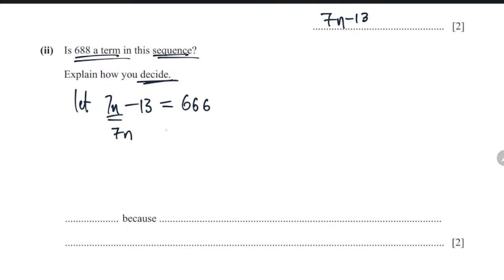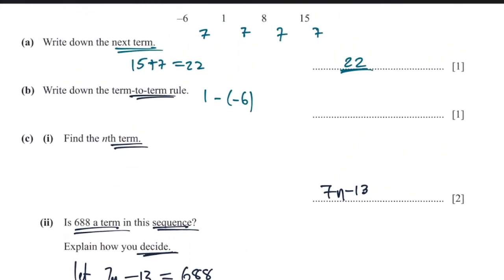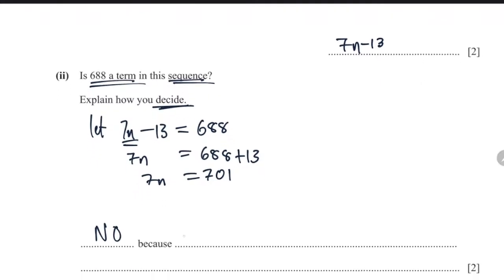So you'd say 7n will be now equal to 688 plus 13. Then you get an answer. What is it? It's 701. So you say no, because n is not a whole number.